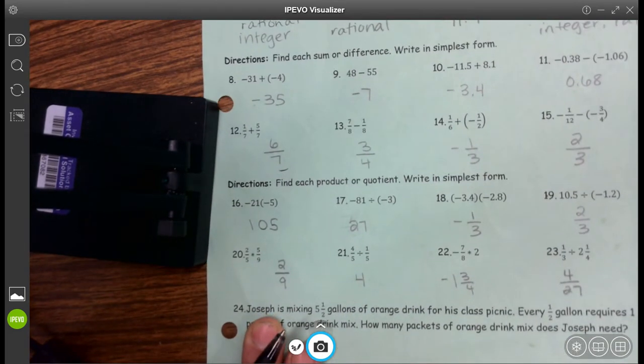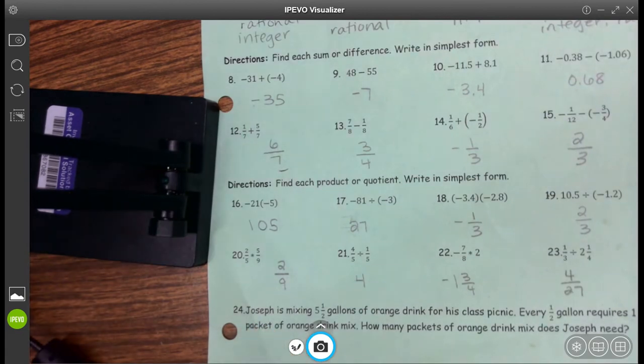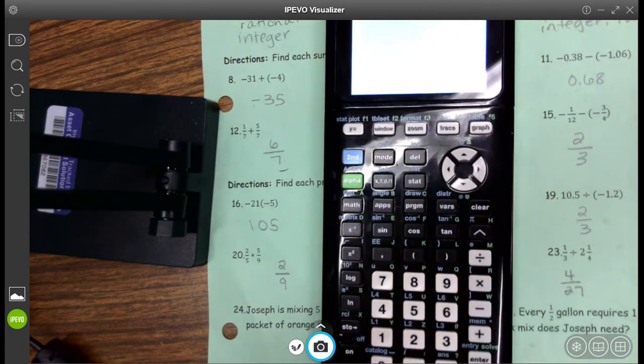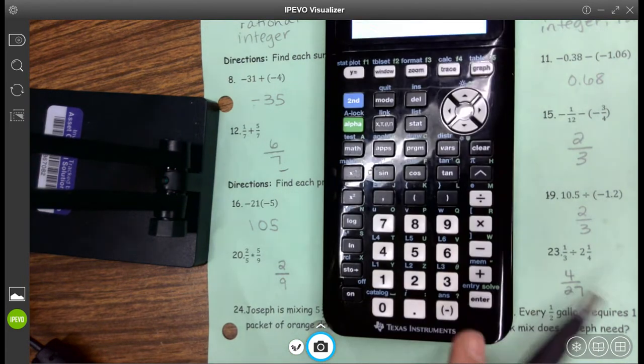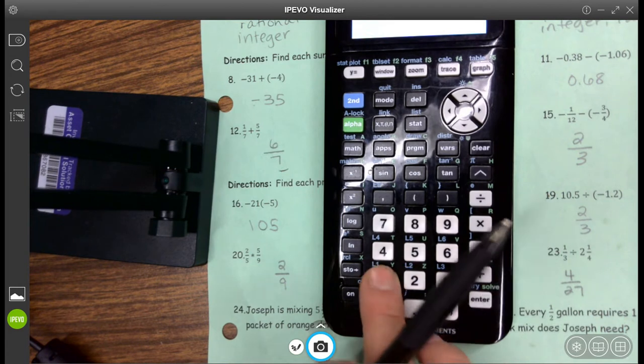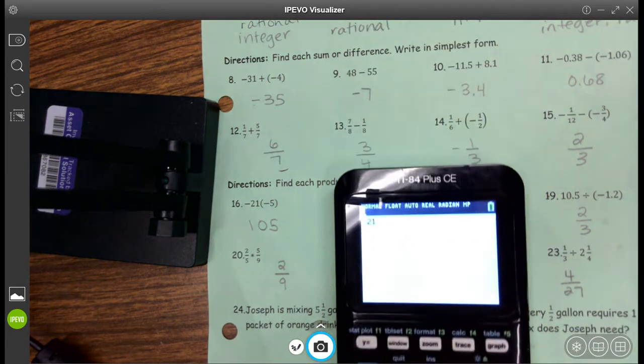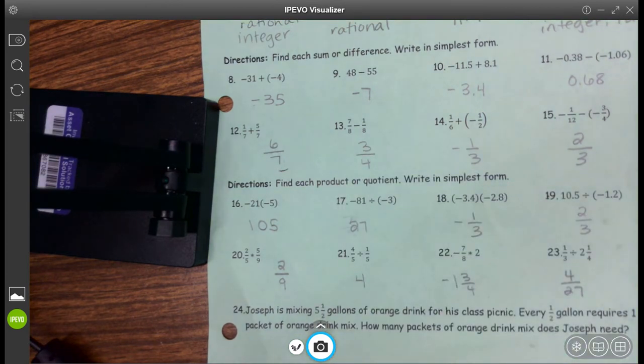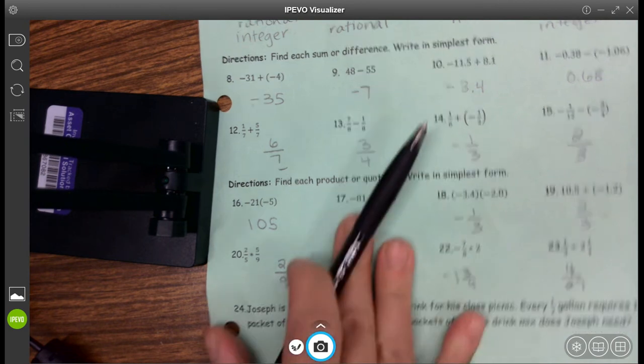For 16 through 23, you're going to do the same thing. You can just use your calculator. Be careful. If I have a negative 21, I don't want to press minus. I actually want to use the negative button. So negative 21, parentheses, times negative, not minus 5. It's going to be 105. And same thing down here.